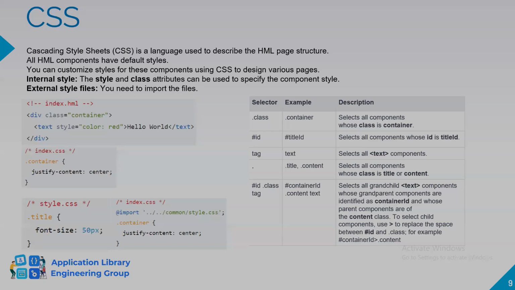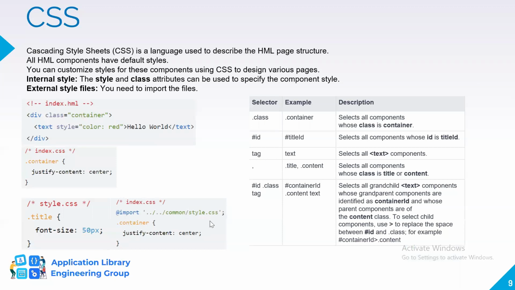Okay, let's move to CSS. CSS stands for Cascading Style Sheets. This is used to describe HTML page structures. Basically, whatever components the framework is already providing will have some default styles, and you can even change the default style values which the framework has already placed.